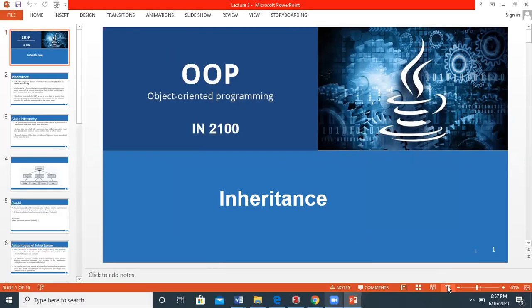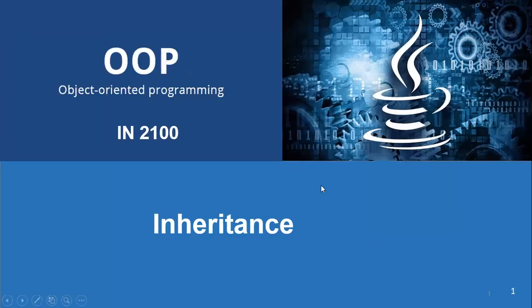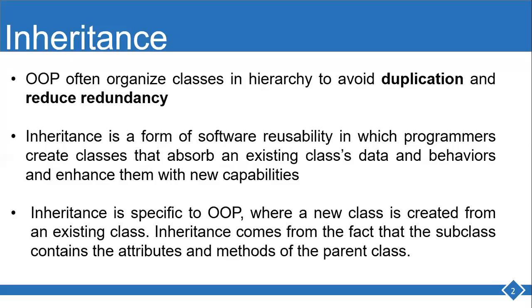So I think now you can see the presentation slides. We are talking about inheritance today. Simply, inheritance means we are getting the attributes and the methods from the parent class to the child class. Inheritance, OOP often organizes classes in a hierarchy to avoid duplication and reduce redundancy. So inheritance, in the sense, here we are calling the hierarchy level: parent and child classes.